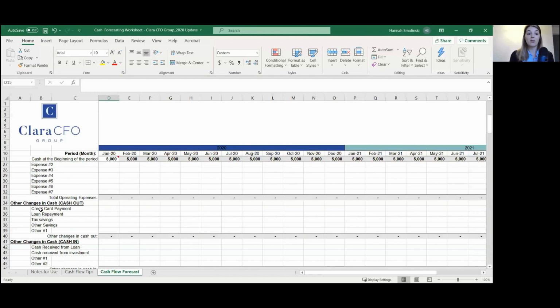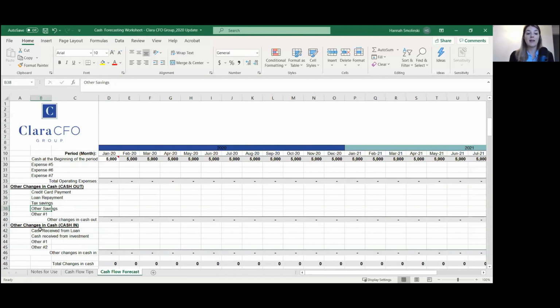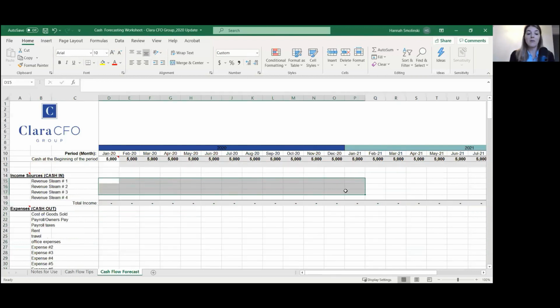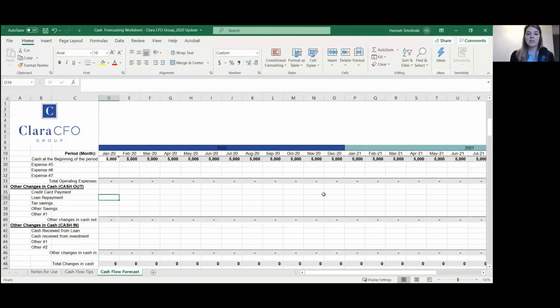So we want to record those things here. I've listed a couple of these here, but I also gave you a little bit of room to add your own cash out scenarios. You're going to have a lot more transactions and things to put up here and up here, but maybe not quite as many transactions down in these two sections, okay?